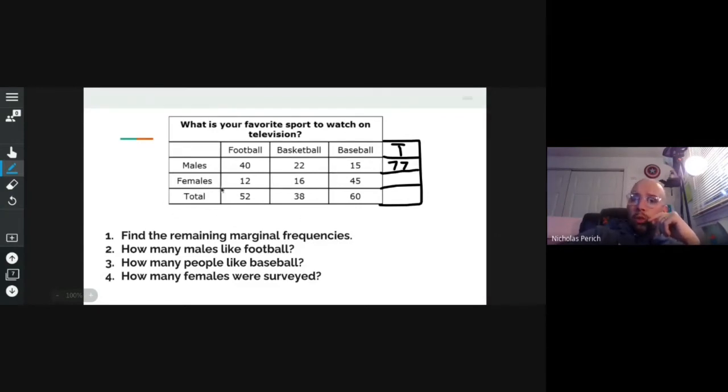We asked girls, and females said that 12 of them like football, and 16 of them like basketball, and 45 of them like baseball. So 12 plus 16 is 28. 28 plus 45 is 73. How many total people are there? Well, I can either add up 77 plus 73, or I can add up these 3. Either way, I'm going to get 150.